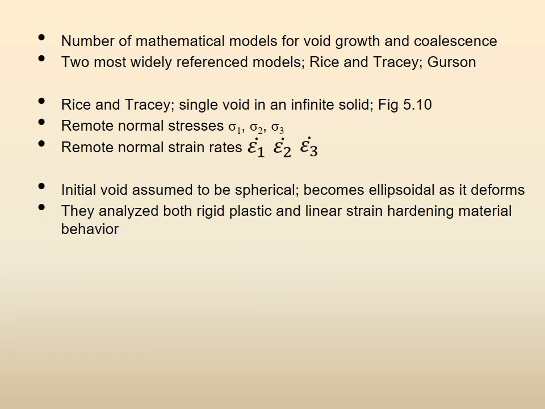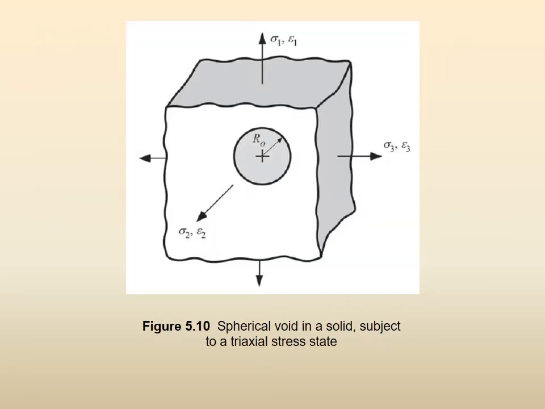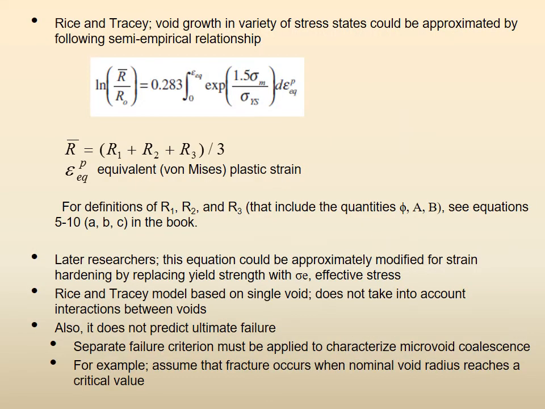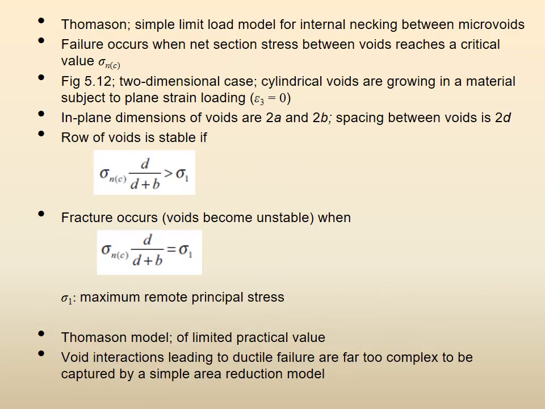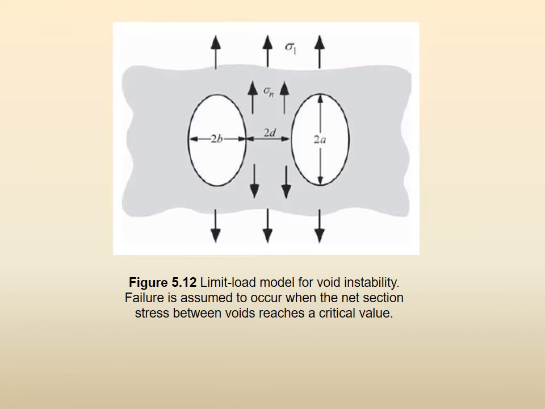We were talking of the Rice and Tracy model, and there is a spherical flaw, a single flaw, and there are remote stresses sigma 1, sigma 2, sigma 3, and remote strains epsilon 1, 2. And then the equation of the Rice and Tracy model, how other researchers tried to improve this, and the Thomason model, and how the normal stress, which is critical, is defined.